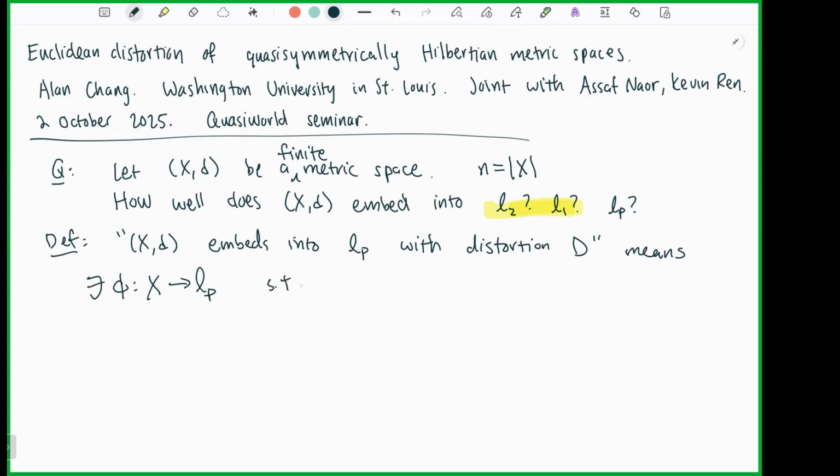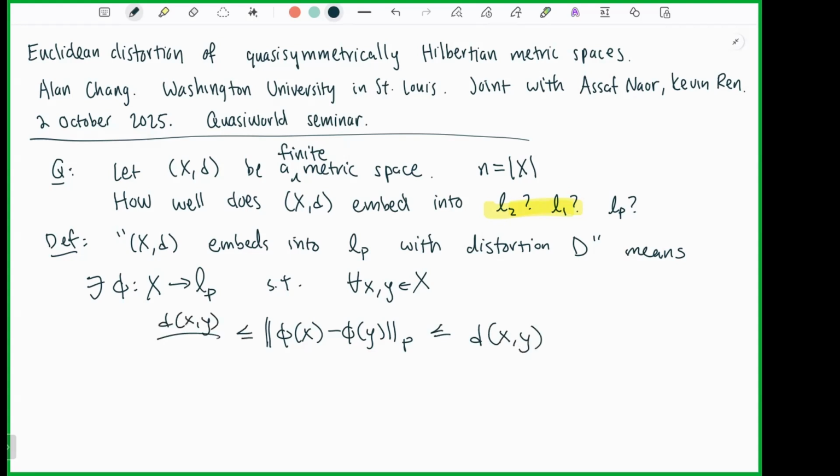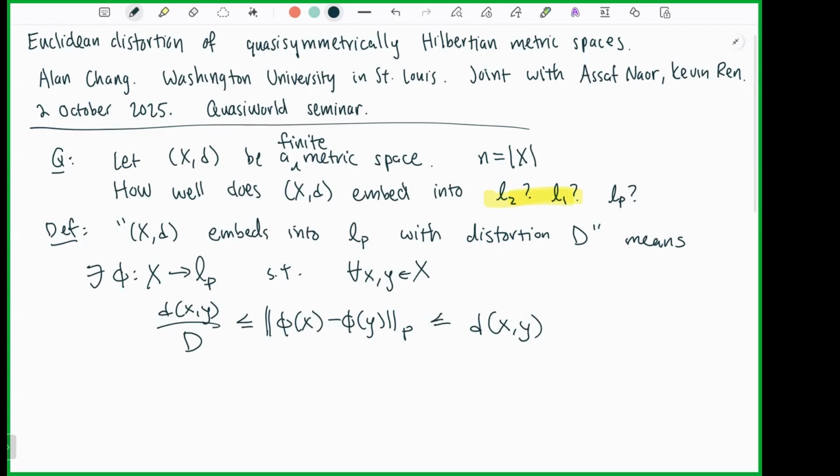So such that for all x, y in X, if you look at the Lp norm of phi of x minus phi of y, I'll make the upper constant 1 and the lower constant 1 over capital D, just because this is how things will be, at least in some of the examples I'll give. Of course, you can move this D to the other side, or multiply by some other constant. The important thing is the ratio of these constants.